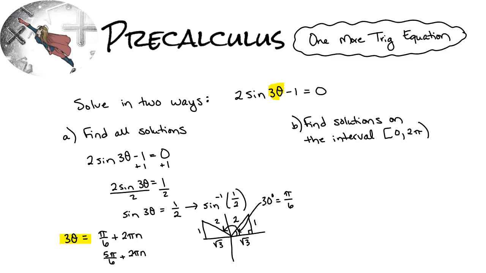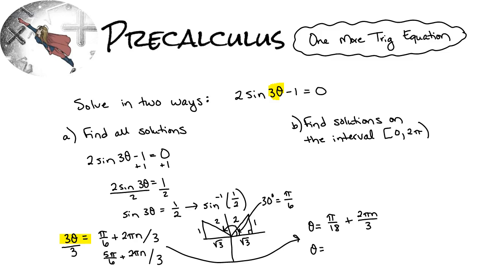Now the only thing is, this is for 3 theta. So what I need to do is divide everything by 3. Divide by 3. That looks a little bit funny, but I'll move this to where we have more room. So now I'm going to get theta equals pi over 6 divided by 3 is pi over 18. It's the same thing as multiplying by 1/3, if that helps. And then that's plus 2 pi n, also divided by 3.